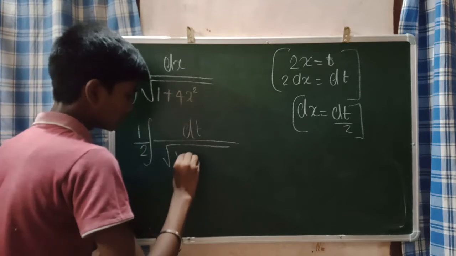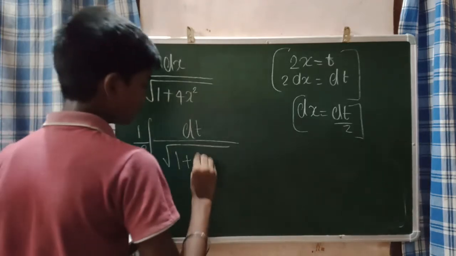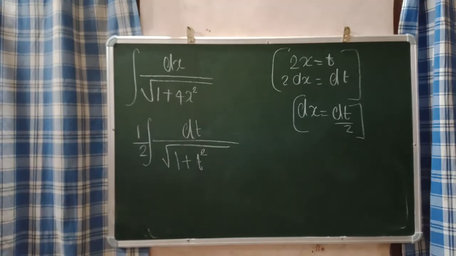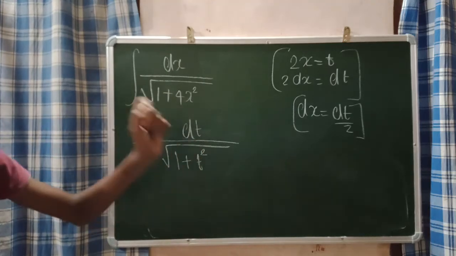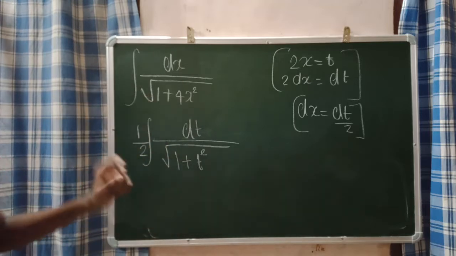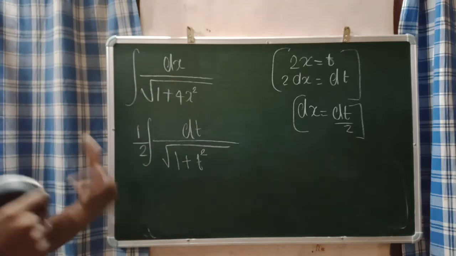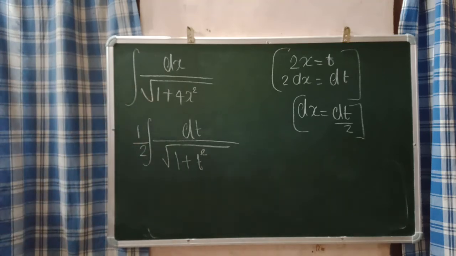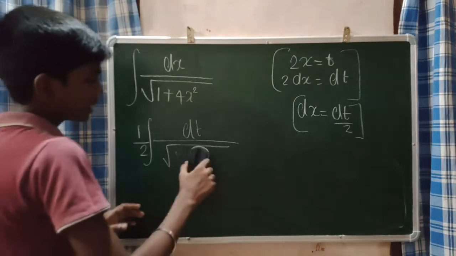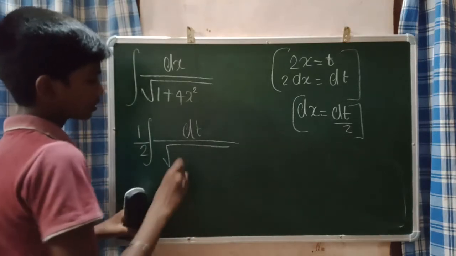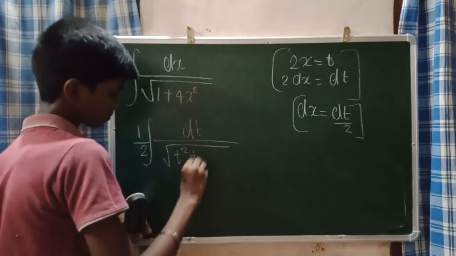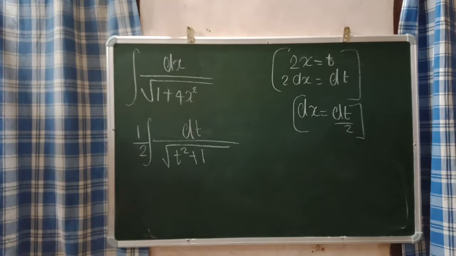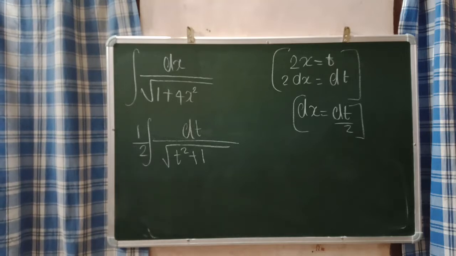Root of 1 plus 4x square. What is 4x square? That is your t square. It's a very basic thing, guys. As we know 2x is t, then 4x square will be t square, because t square is 2x whole square, and 2x whole square is 4x square. That is why I wrote 4x square as t square. Now I am going to write 1 plus t square as t square plus 1, because here also I am going to use one standard integration formula, and that's a very important one.